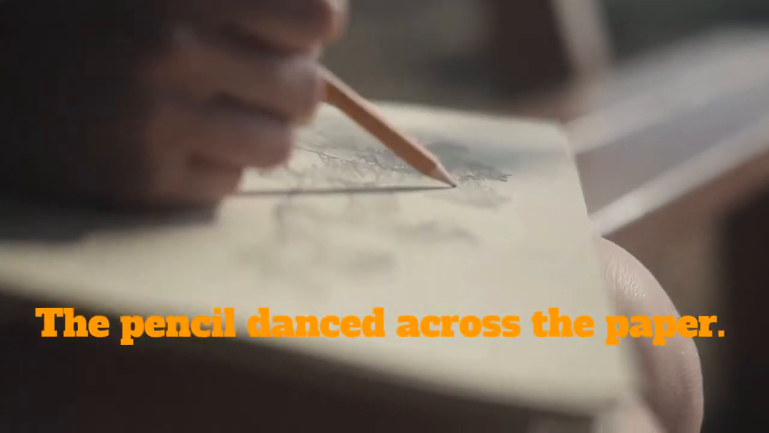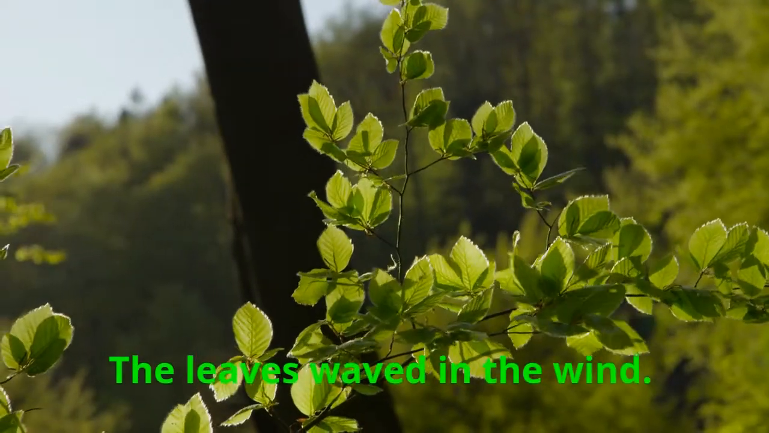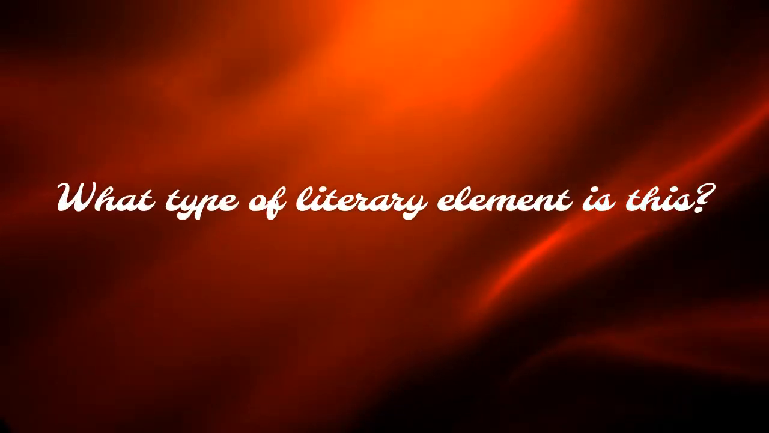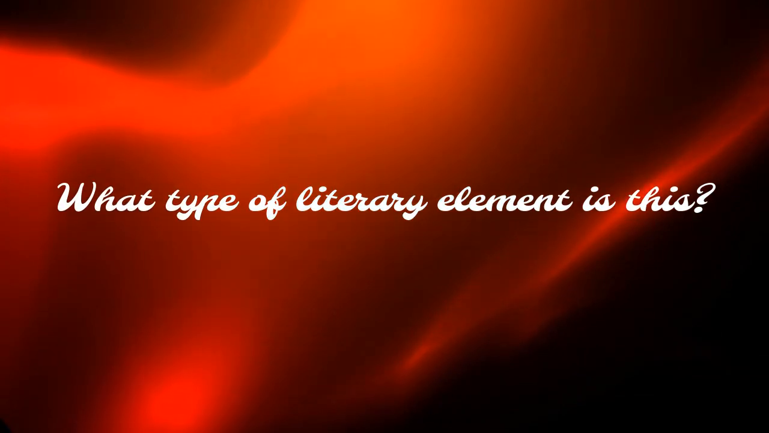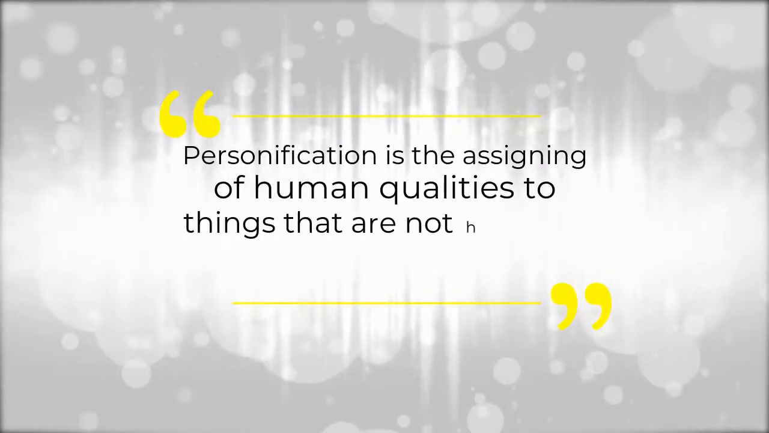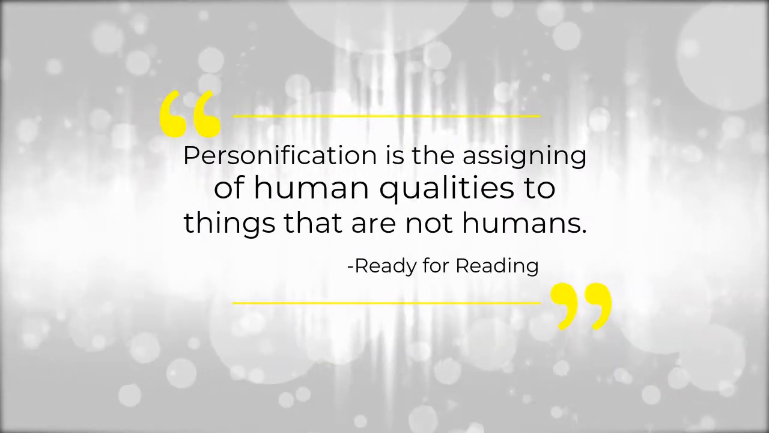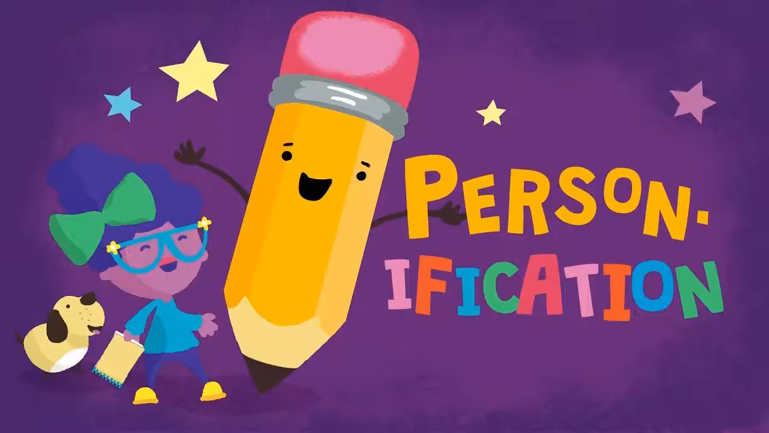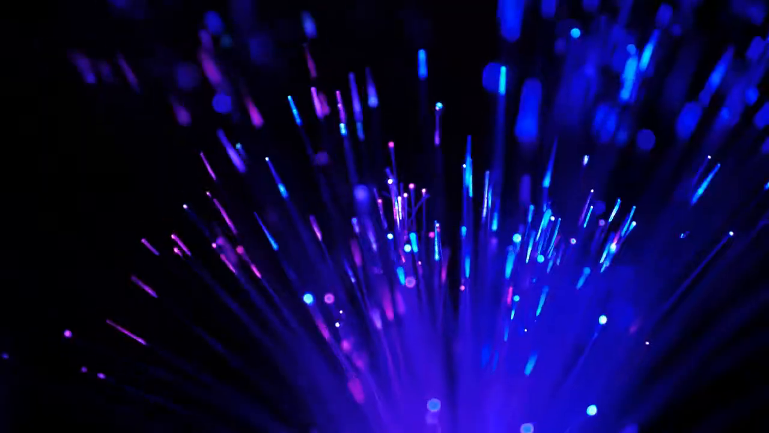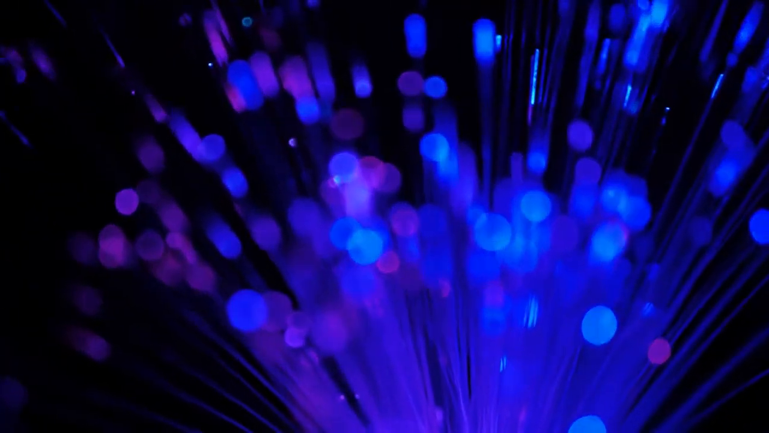The pencil danced across the paper, or the leaves waved in the wind. What type of literary element is this? I'll let you guess. And 5, 4, 3, 2, 1. Personification! These are types of personification. Why? Well, personification is the assigning of human qualities to things that are not humans. Pencils can't actually dance, nor can leaves actually wave. These are used to create a better, more vivid picture.